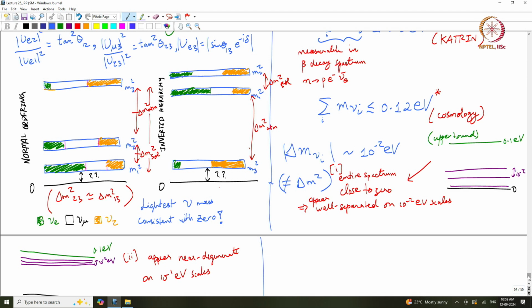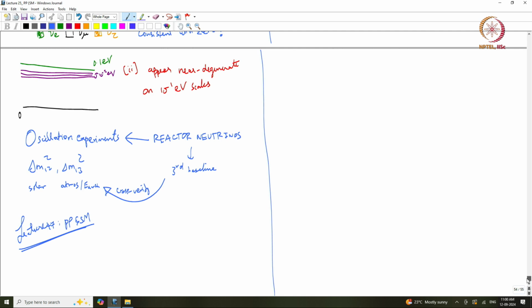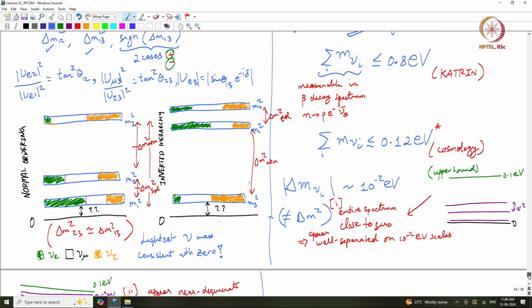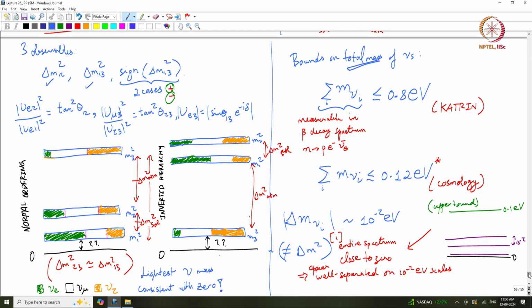And one important point to note is that the lightest neutrino could actually be 0 mass. We just do not know that. Since we only know the delta m squareds, we do not know whether one of them is close to 0 or equal to 0, etc. Okay. And one thing is, we do know what the total mass of neutrinos should be. Actually, we do not know that either, but we have an upper bound on that coming from cosmology and the Katrin experiment, all of which point to a total mass of around 0.1 electron volts.